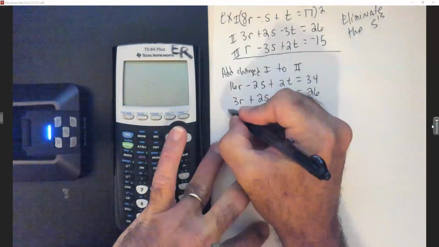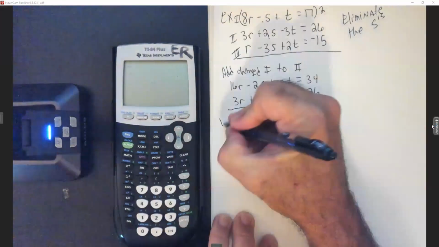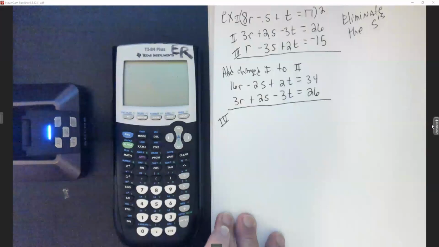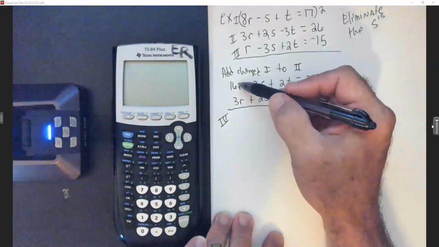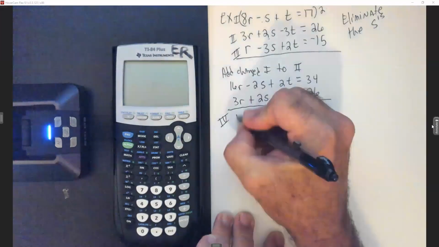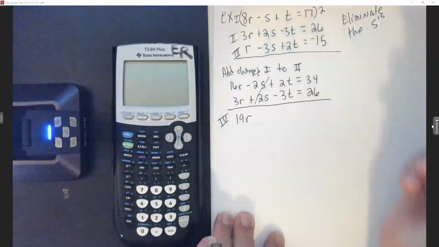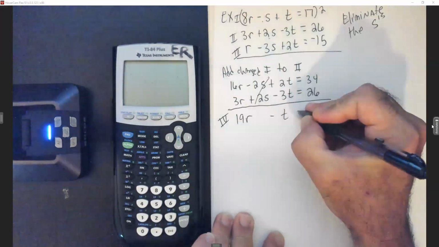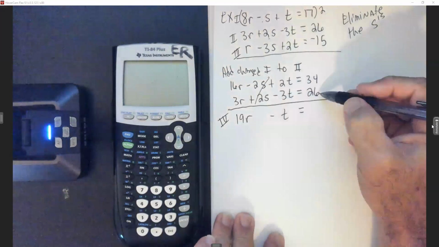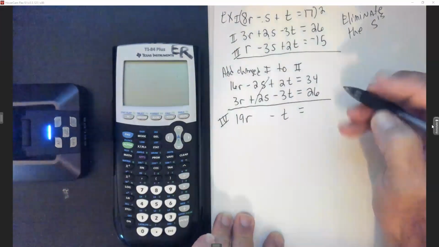So when we add that, that's going to give me my row 4. All right, y'all, let's see what happens here. 16 and 3 gave you 19r. The s's canceled. 2t minus 3t left you a negative t. And then 34 and 26 is 60.